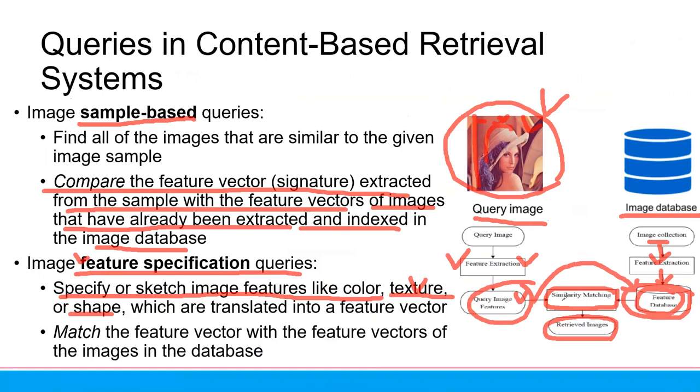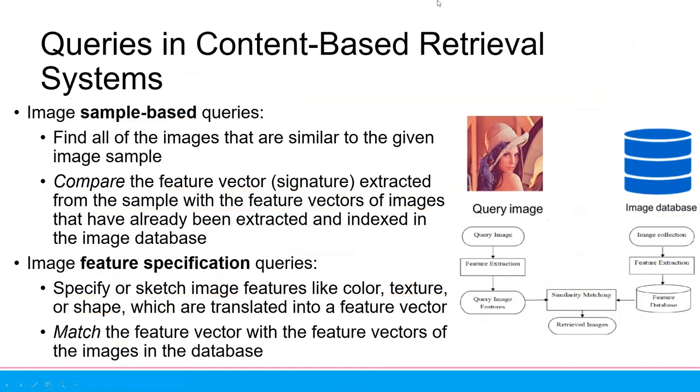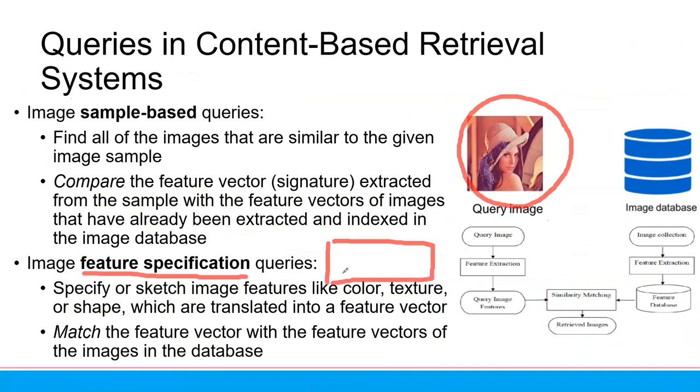So we can translate this into a feature vector and match it with the feature vectors of images in the database. If it is sample-based, we have the query image. But if it is feature specification, we have the feature specification, and it goes to similarity matching to check against the feature database.